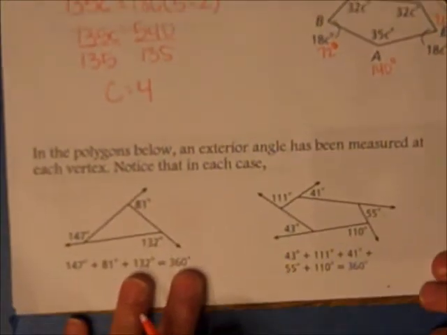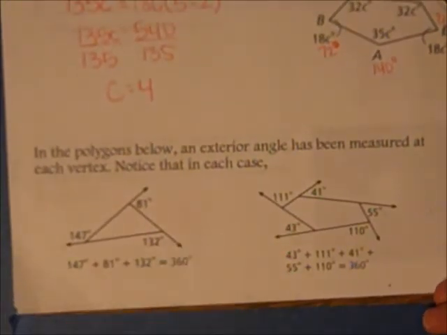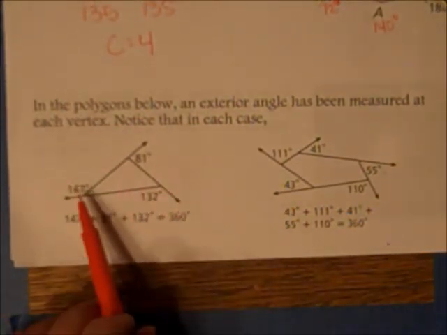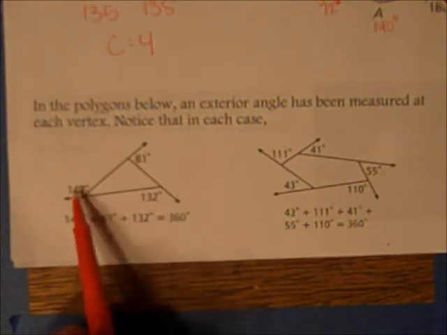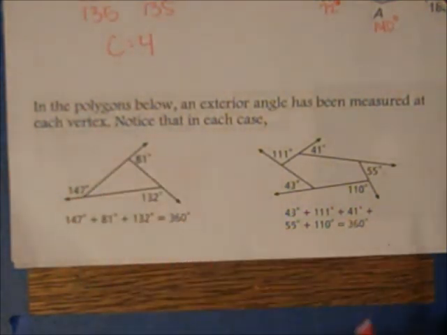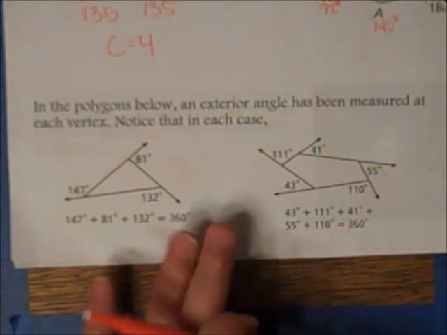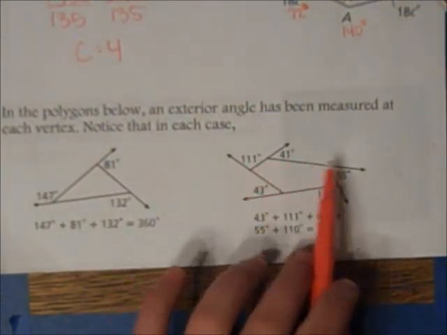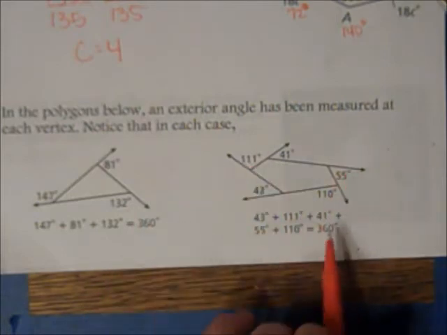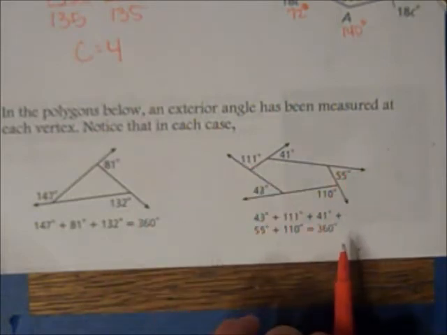Okay, so let's switch over and let's talk about the exterior angles here. So we have 2 examples. Here we have a triangle, and I have 3 different exterior angles, 81, 132, and 147, and they add up to 360 degrees when I combine those. Then, 1, 2, 3, 4, 5, I have a pentagon, and I have all the exterior angles shown, and all of those add up to 360.